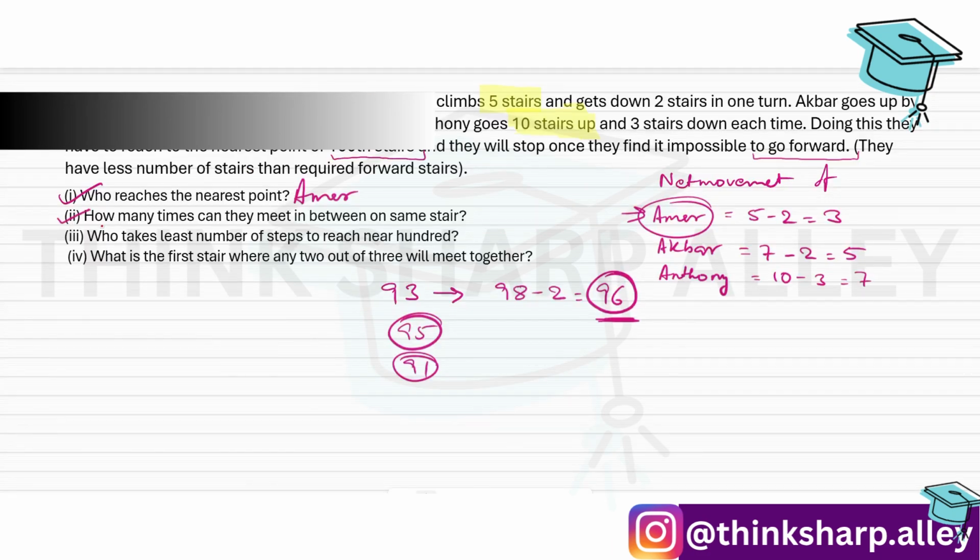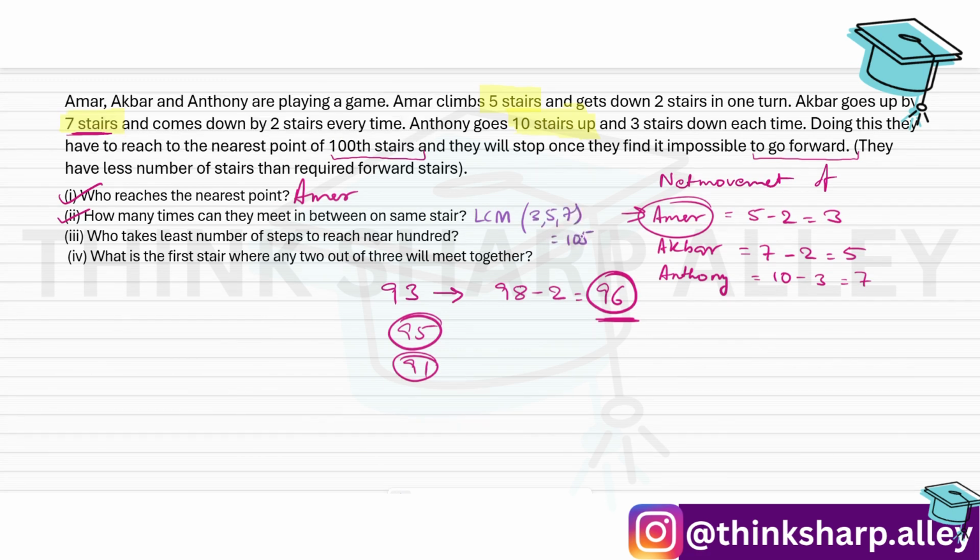Now coming to the next question: how many times can they meet in between on the same stair? They meet when all are on the same stair. That means we'll take the LCM of the net movements 3, 5 and 7, which comes to 105. But they can only go up to 100, and there is no common meeting point less than 100. They can only meet together at the 105th step, which does not exist. So they will not meet in between on the same stair.